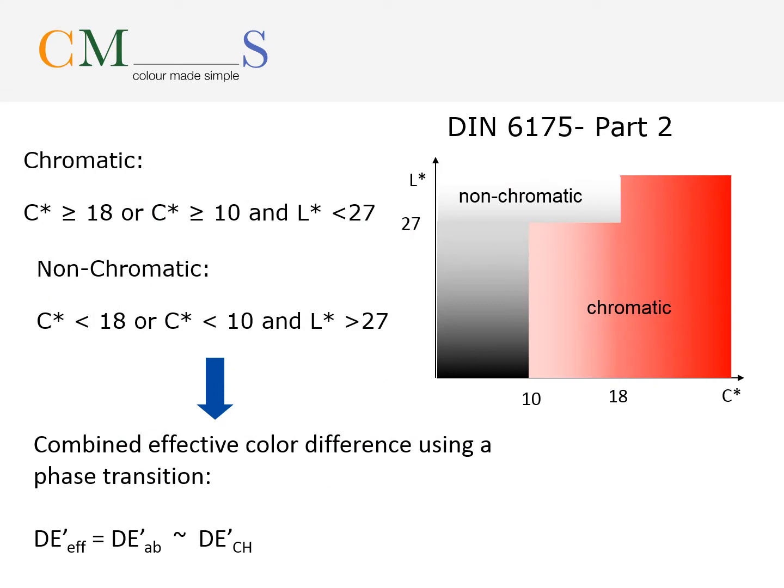The colour difference for effect pigments is now defined by delta E prime effect, which is a combination of delta E prime AB and delta E prime CH.